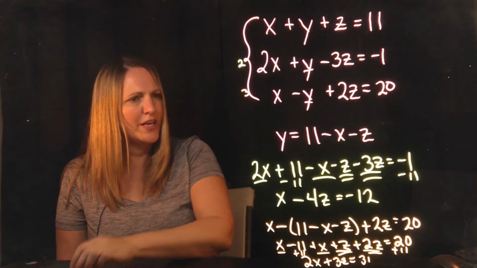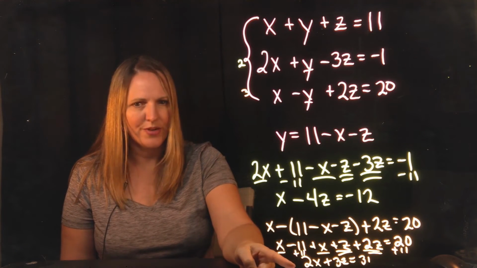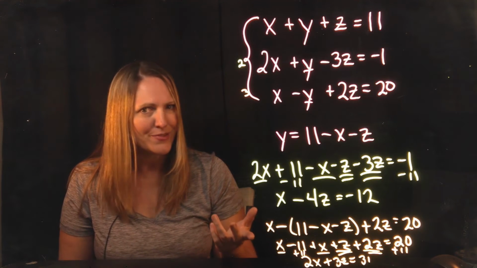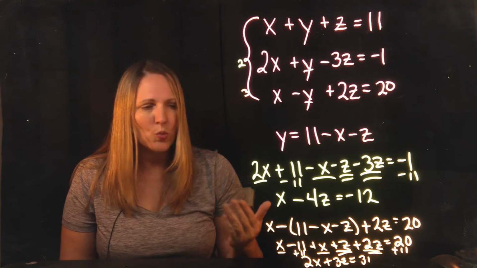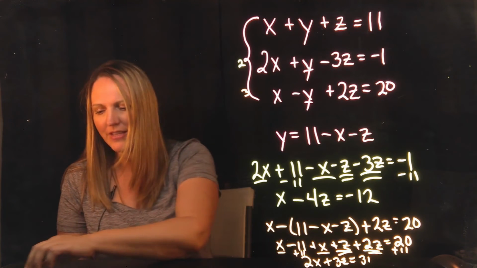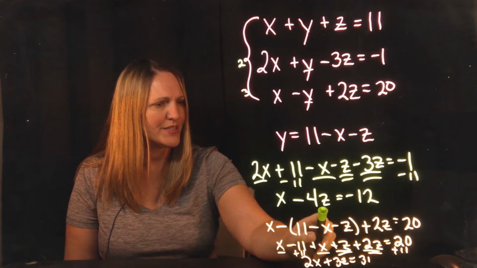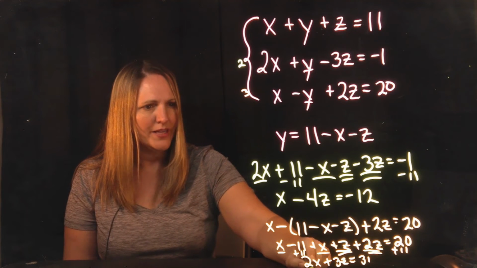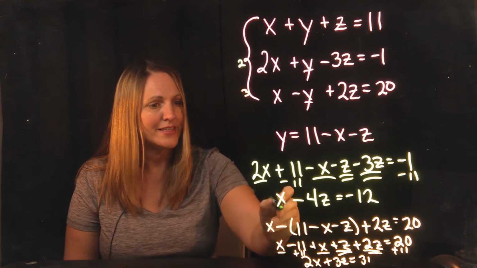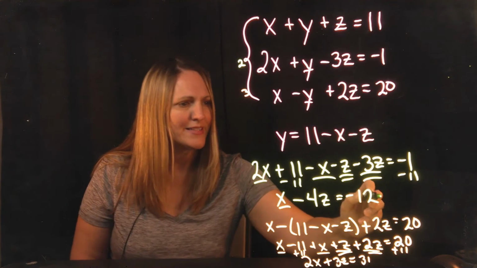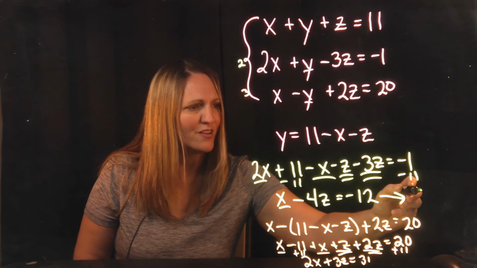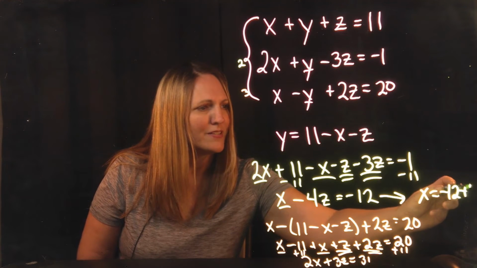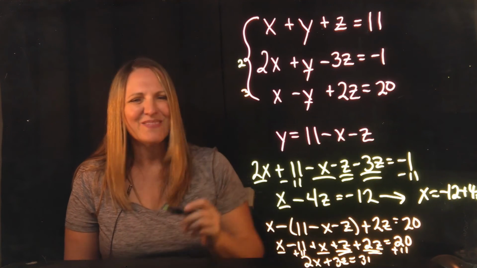So now that I have new equations 2 and 3, I'm going to look at those and consider which one is the easiest to use substitution again. My first step is what is the easiest thing to solve for? So in this equation 2, I have x minus 4z equals -12. And in equation 3, I have 2x plus 3z equals 31. Well, the easiest thing to solve for is obviously this x. I can get that x by itself pretty easily by just moving everything over. So that will give me x equals -12 plus 4z. So that's my new x.